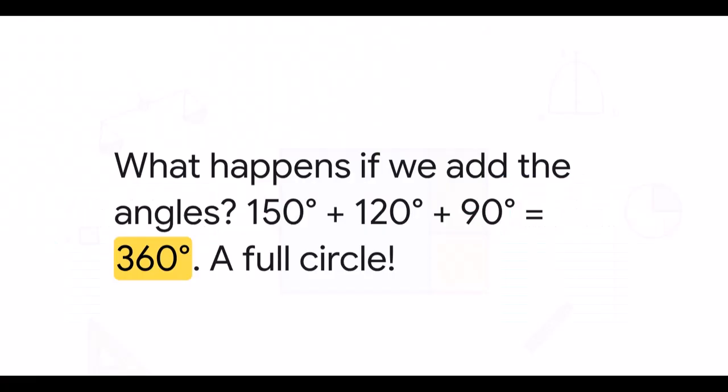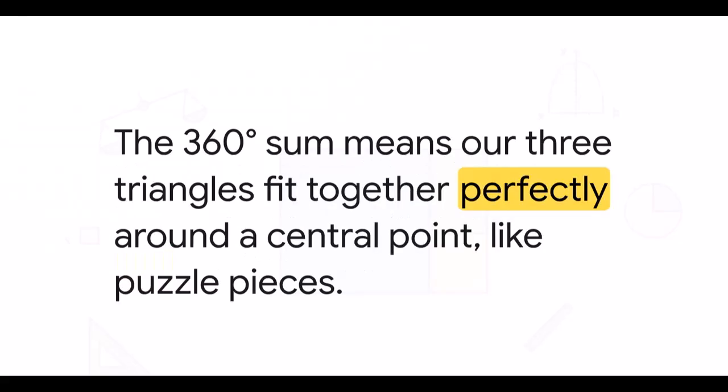And here it is. This is the big aha moment. What happens if we add up those 3 angles we found? 150 degrees plus 120 degrees plus 90 degrees. That's exactly 360, a perfect circle. So what does that mean?